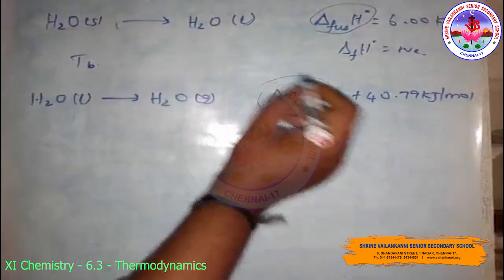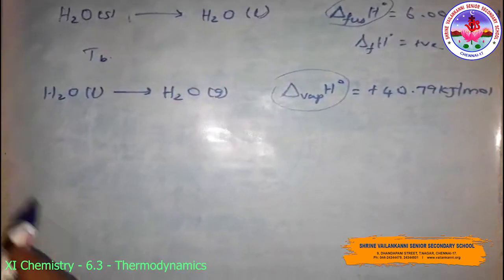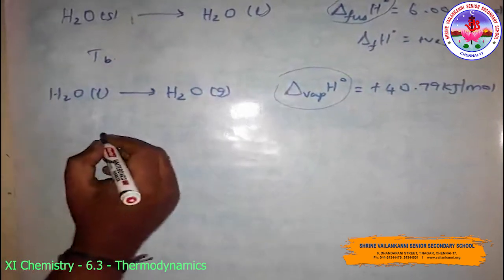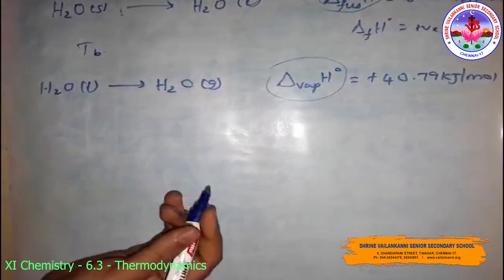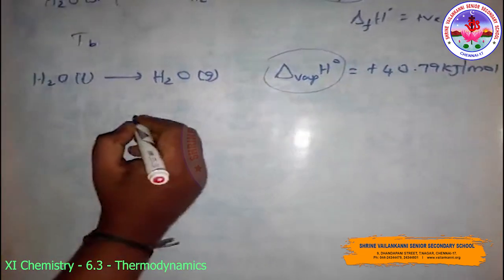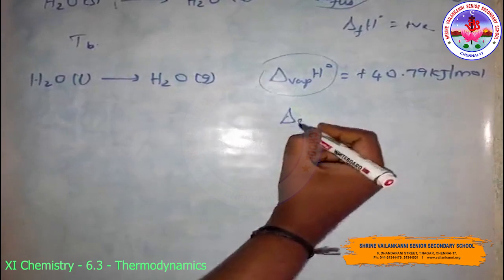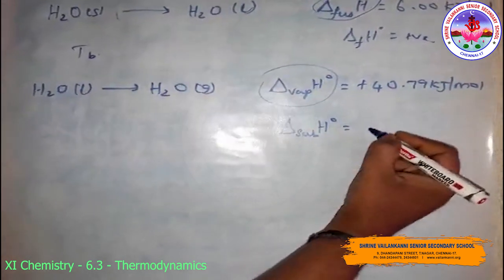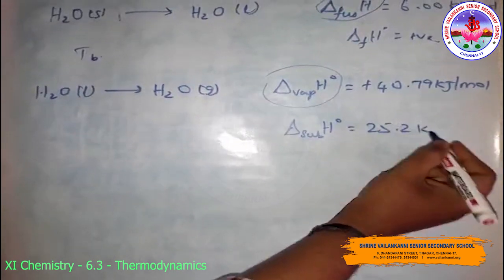The symbol is like this. Then sublimation is the direct conversion of solid into vapor. Solid carbon dioxide, or dry ice, sublimates at 195 Kelvin with a standard enthalpy of sublimation of 25.2 kilojoule per mole.